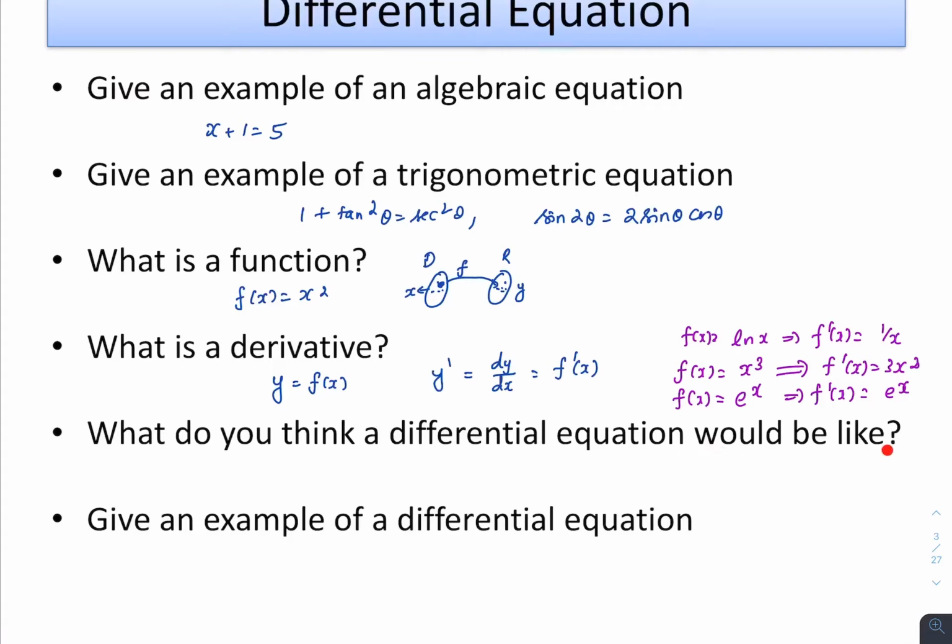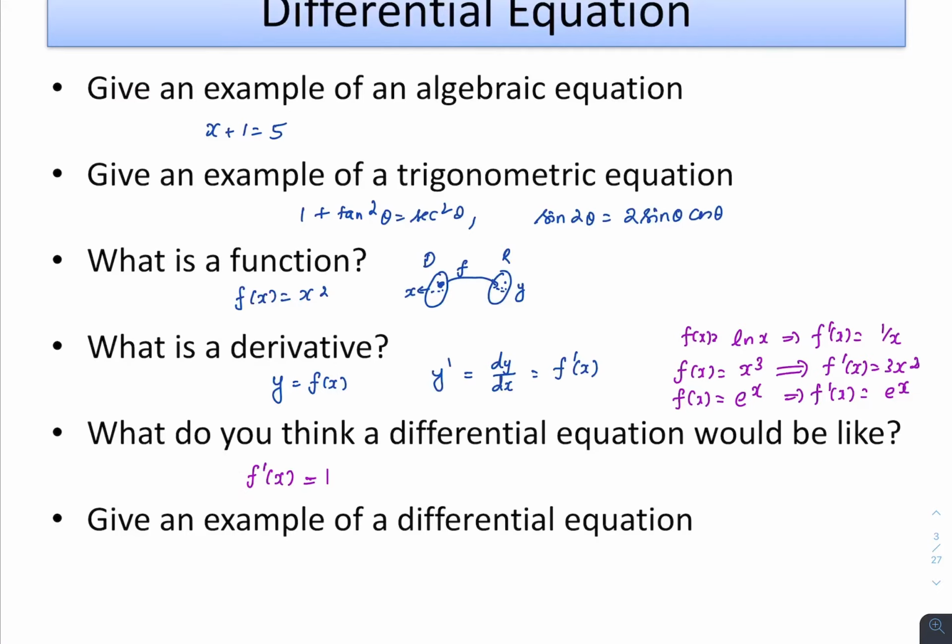Now, what do you think a differential equation would be like? The differential equation is basically an equation that involves derivatives, as simple as that. For example, f prime of x equals 1. That's an equation because you have an equal symbol in between, and it involves a derivative. This is a differential equation.